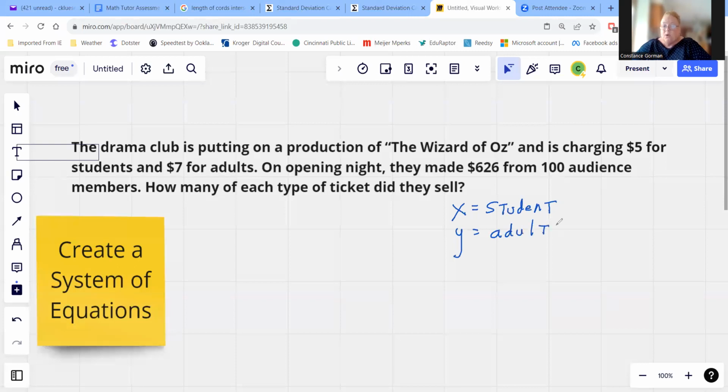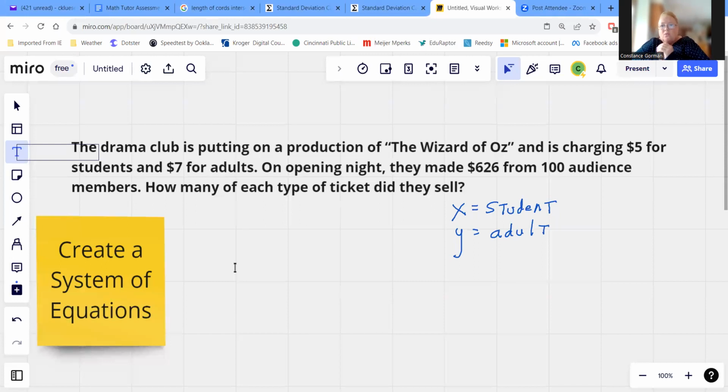Now, some students may say, well, what if I choose X to be the adult ticket? That's okay. You'll still get the right answer. Okay. So now, let me stop annotating here. Whenever we had a system of equations, we had 2 equations to create. When you were first learning about system of equations, I gave you the equations. Now to come up with the equations is a little more difficult for most students. So let's start off with the easy one.